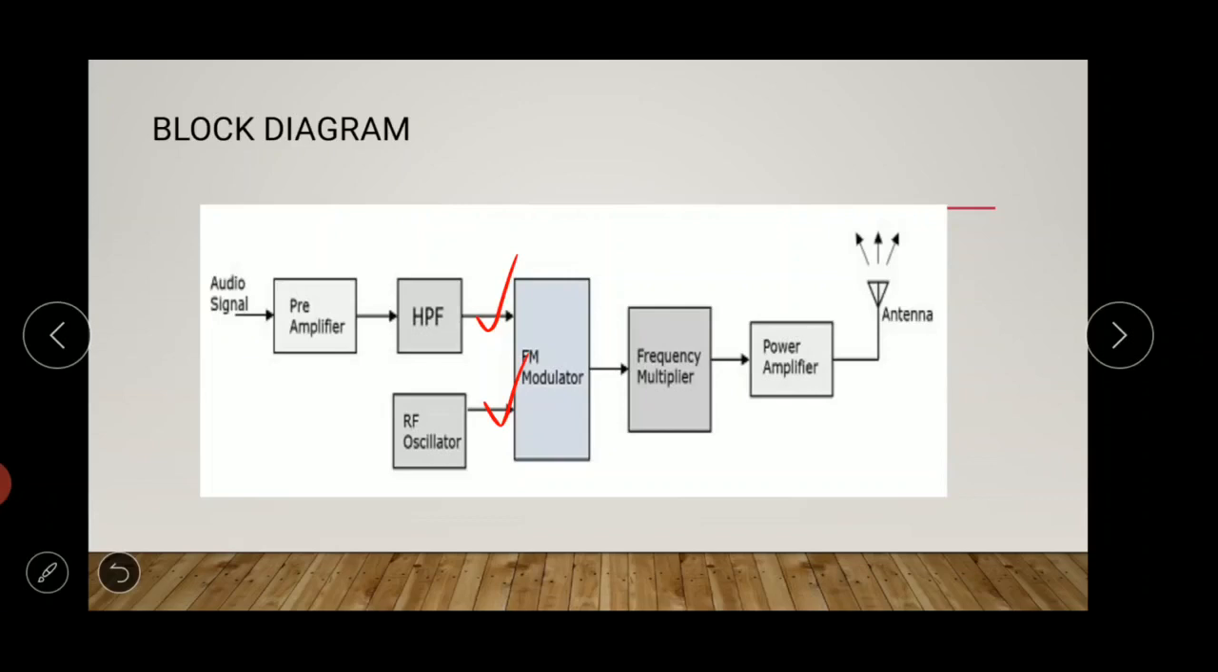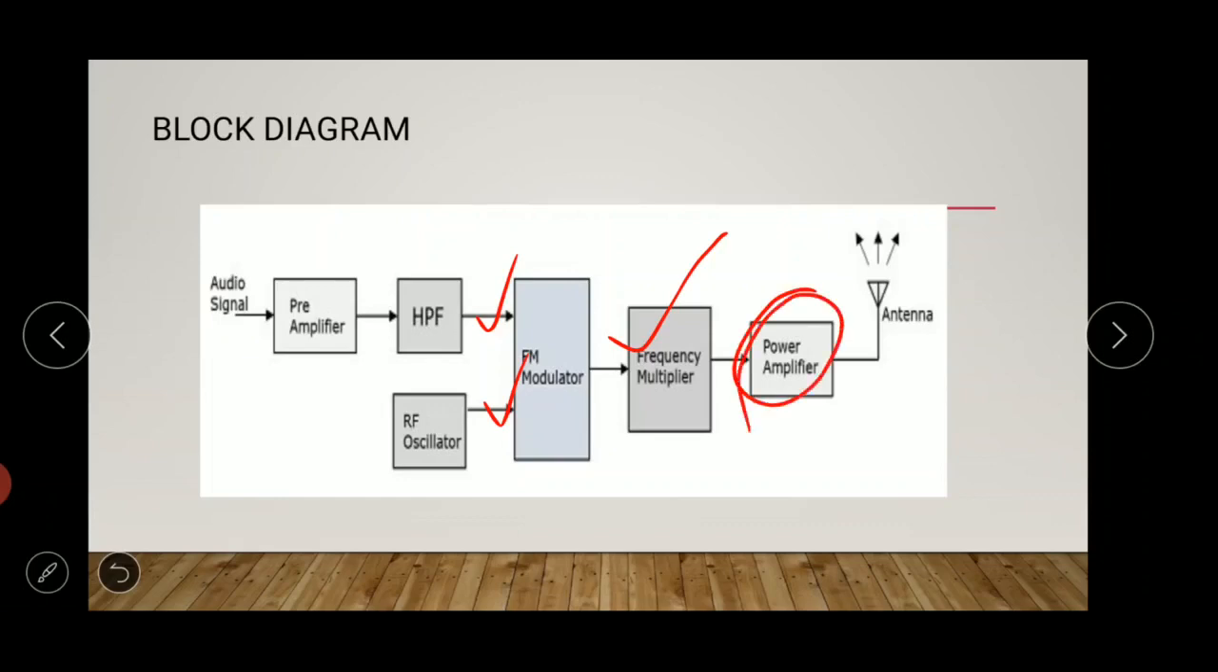Then several stages of frequency multiplier are used to increase the operating frequency. Even then, the power of the signal is not enough to transmit. The RF amplifier circuit, this one means power amplifier.